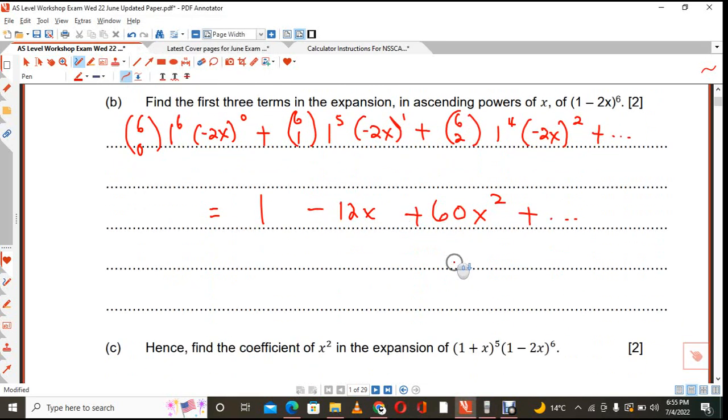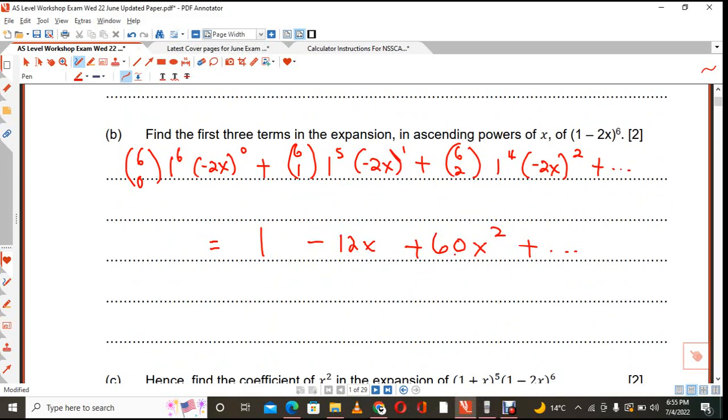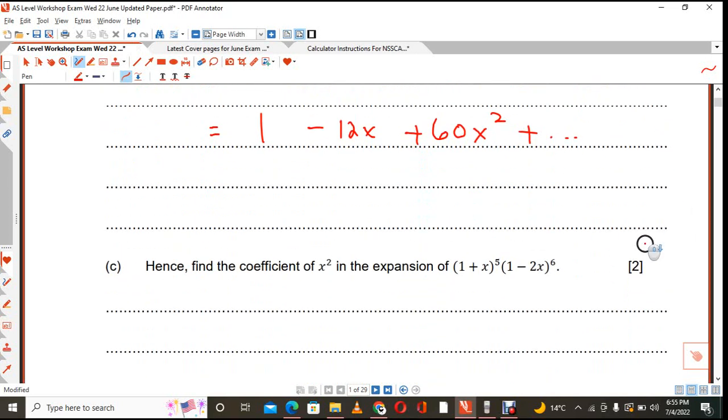Kind of a little bit more work, and obviously the signs will oscillate, or alternate signs will be there. That means a minus, a plus, a minus, a plus, because of the nature of what is in the bracket there. Okay, so now they're saying, hence find the coefficient of x squared in the expansion.